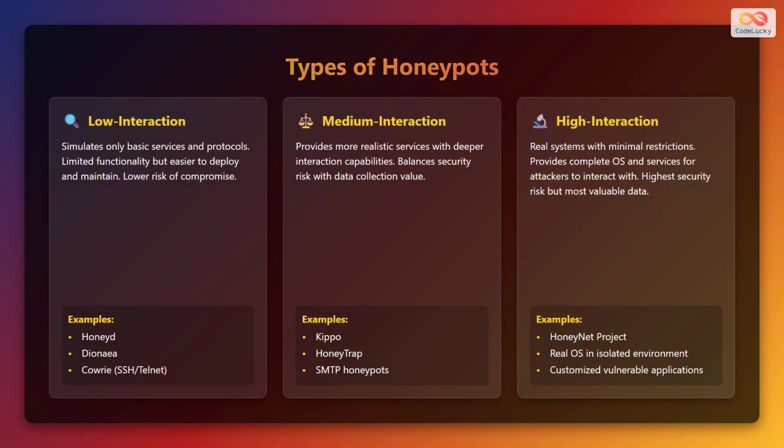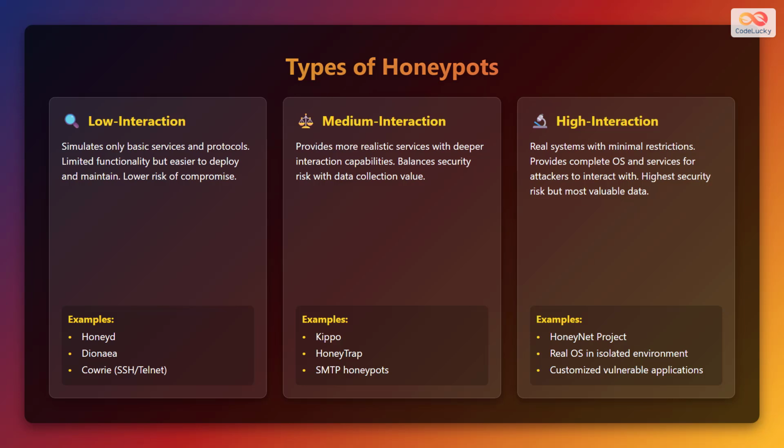Honeypots come in different flavors, each with its own level of interaction and purpose. Let's explore the three main types. First, we have low-interaction honeypots. These simulate only basic services and protocols. They offer limited functionality but are easier to deploy and maintain. The risk of a full compromise is lower with these. Examples of low-interaction honeypots include Honeyd, Dionaea, and Cowrie, which is specifically designed to simulate SSH and Telnet services.